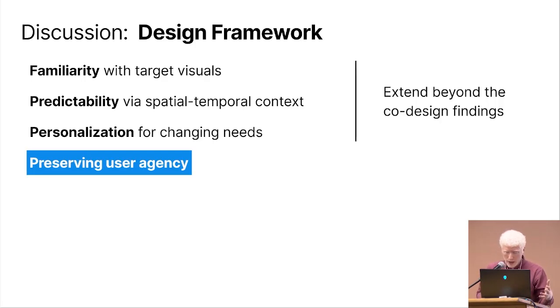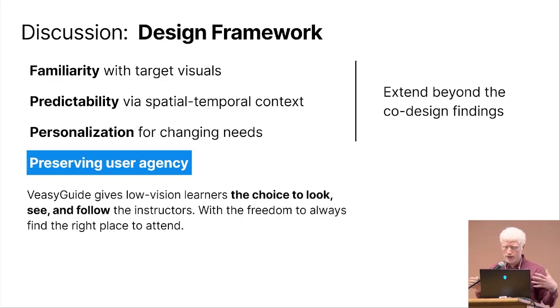So VeasyGuide basically gives low vision learners the choice to look, see, or follow the instructor. And with VeasyGuide, they have the freedom to always find the right place of focus. So they can look anywhere else in the slide and decide, actually, I want to see what the instructor is talking about now. So it gave them the option, similar to some people, to basically see whatever they want to see at a time and not miss out on things.